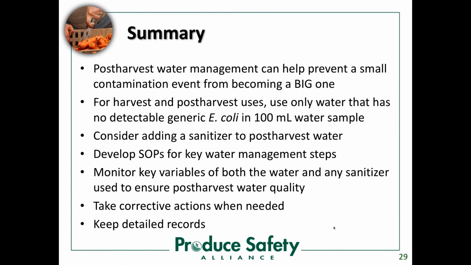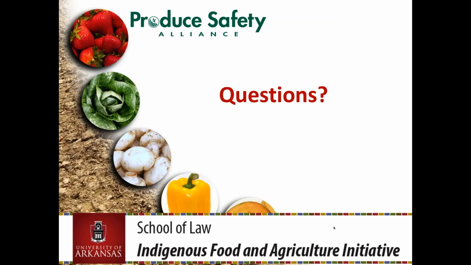So in summary, water management can help prevent a small contamination event from becoming a big one. Use only water that has no detectable E. coli in 100 milliliters of water. Consider using a sanitizer on your post-harvest water. Develop SOPs for key water management steps. Monitor your key variables. Take corrective action when needed and keep records.